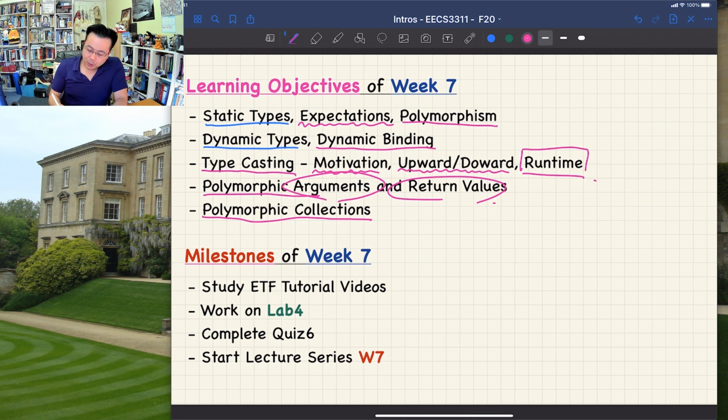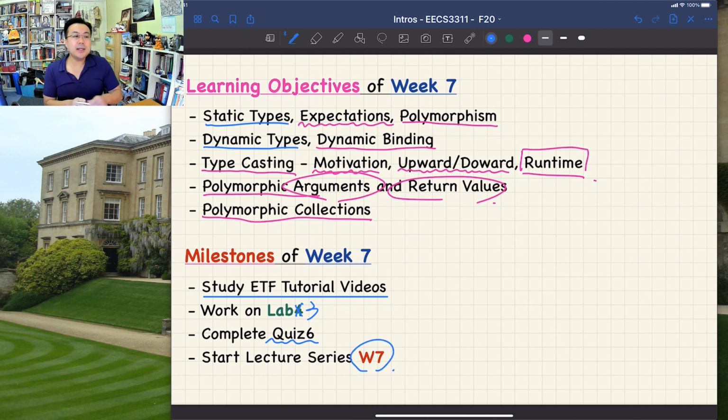Okay. So what will be the milestones for this week? For those of you who might already be behind, you want to make sure you finish studying the ETF tutorial video. That's really important. And also you have to work on your lab number 3. You have to try to complete lab number 3. And then you want to complete your quiz number 6, which is based on the lecture from the previous week. And also you want to start with your lecture series number 7, which is the current one.